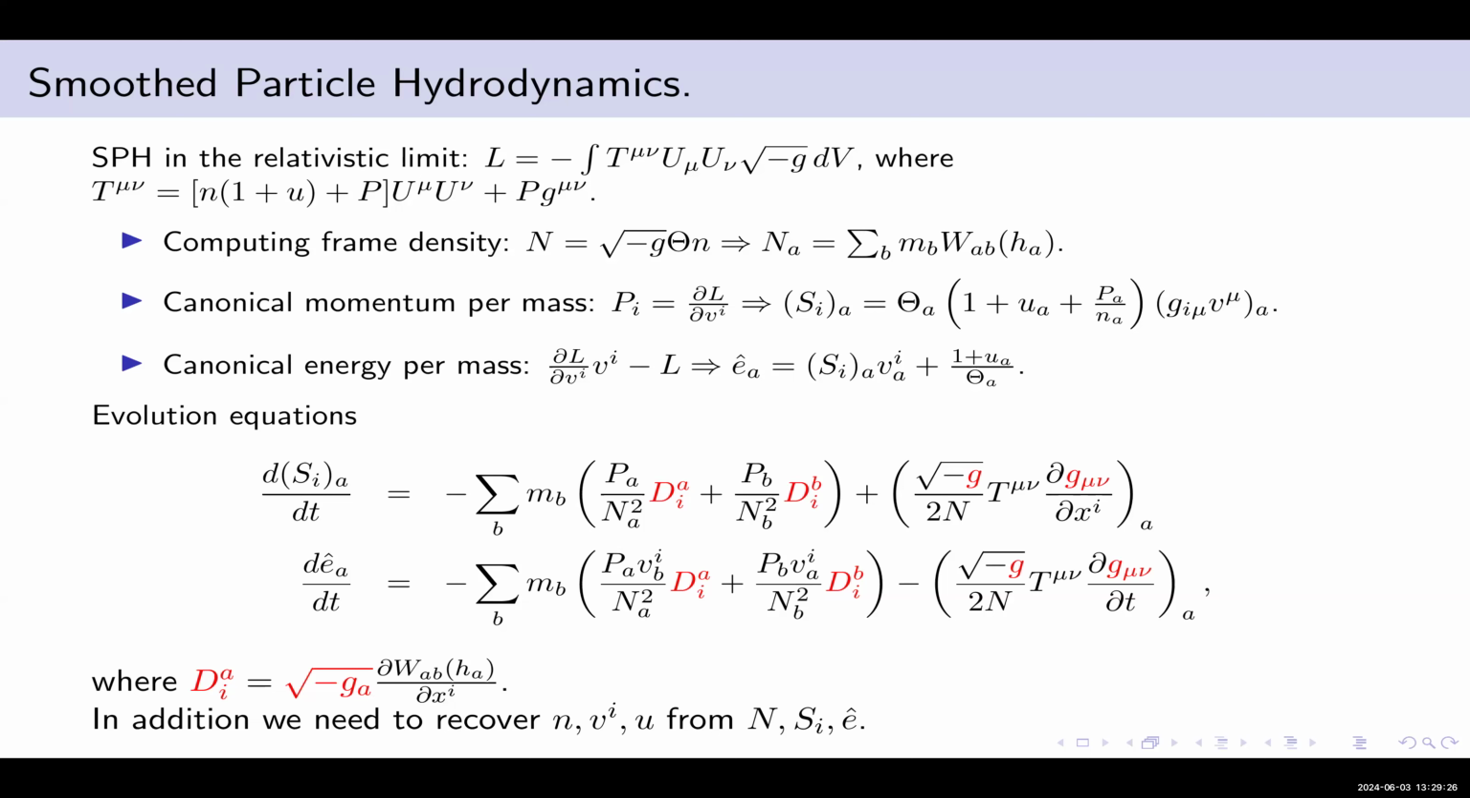So here I highlighted in red the places where the metric enters the SPH equations. And so we do need to get the metric and its first space and time derivatives at the location of the particles in order to be able to calculate the right-hand side of the evolved variables.